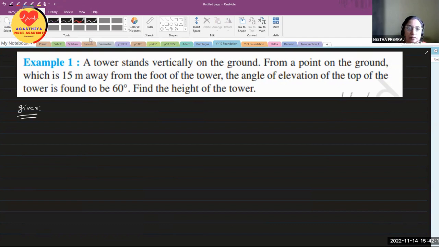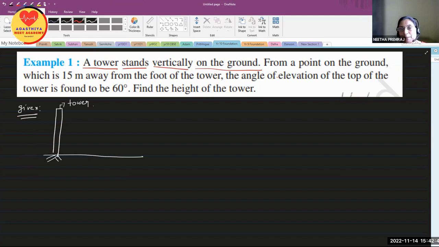Okay, sorry. A tower stands vertically on the ground. Draw a tower. This is the ground. This is simply a symbol that denotes ground level. You just simply draw a line. That's fine. Okay, this is the tower.